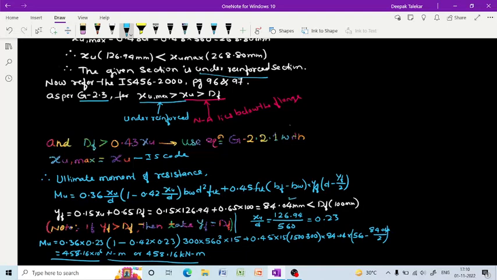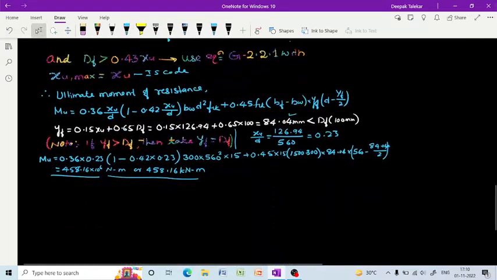Which is less than DF. Now this is one more small condition. This YF should not be more than DF. It should be equal to or less than DF. If it is more than DF, then you should take DF only. So that condition has to be seen. Note I have written here: if YF is greater than DF, then take YF equal to DF. Okay, now let's move ahead.